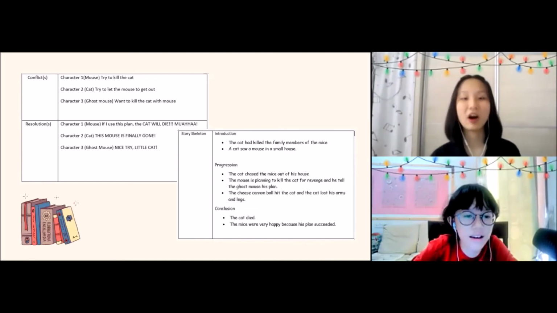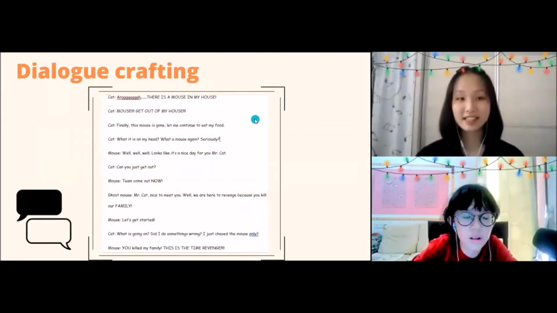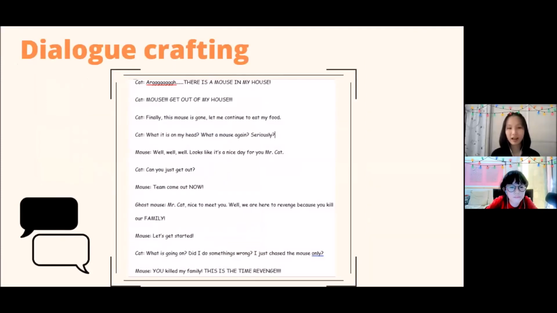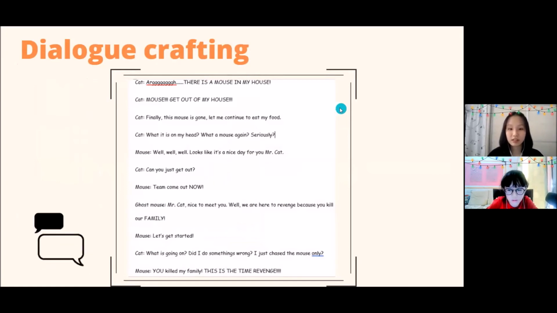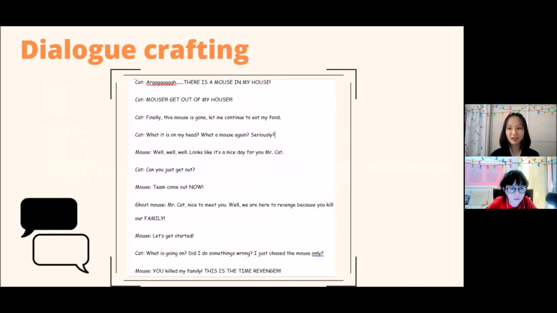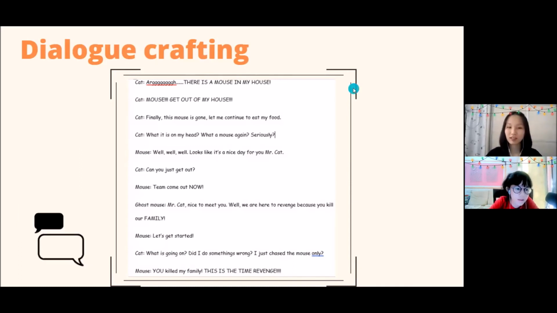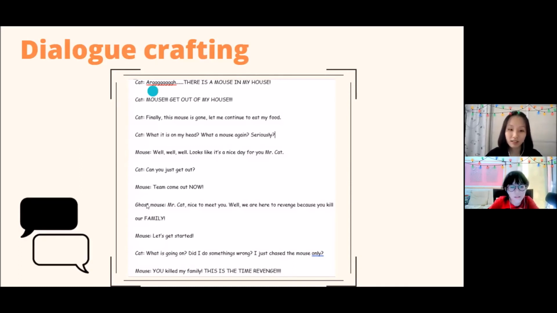Yeah. Okay, this is the dialogue crafting, which we'll add in our story, but currently we are not done yet because this is just a draft. So we have a small session of role play today. So Lian, which character do you choose that you want to act out? We have cat, mouse, and ghost mouse.